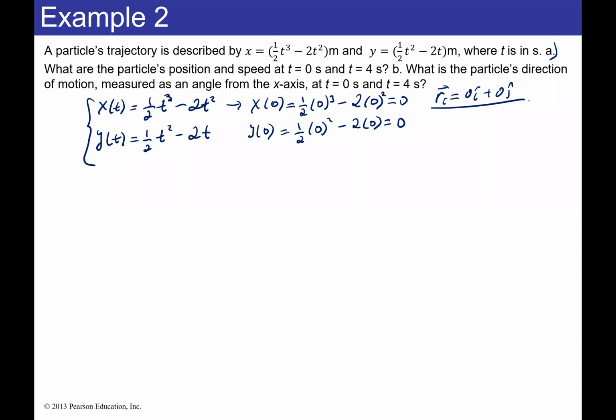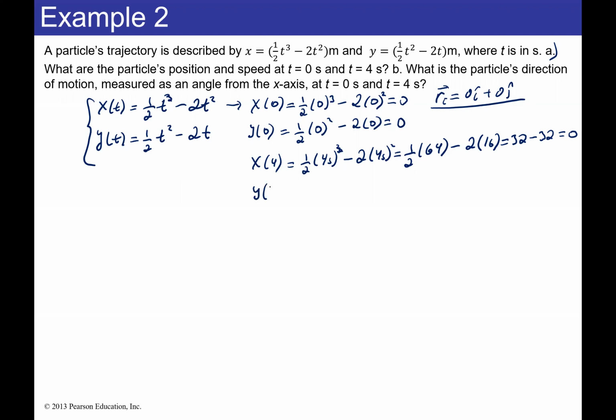All right, so then how about the second one, when the time is 4 seconds. So we plug in 4, which is 1/2 times 4 seconds cubed minus 2 times 4 seconds squared. For 4 cubed, that is 64. So 1/2 of 64, minus 2 times 4 squared, which is 16. So half of 64 is 32, minus 2 times 16 is 32. We get 0. All right, that means 4 seconds later, the x position is also 0.